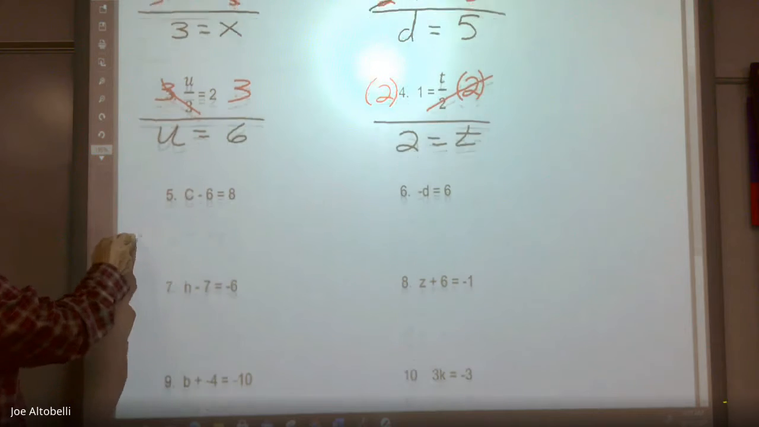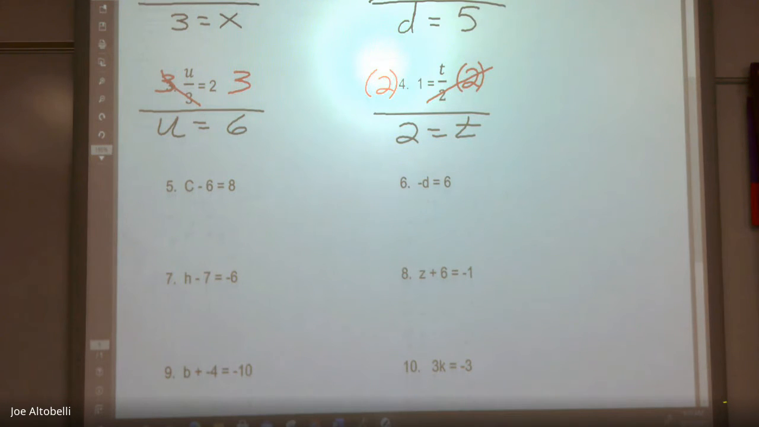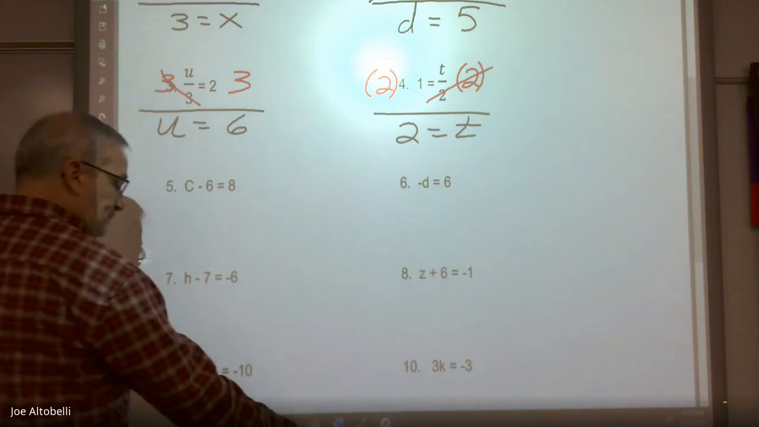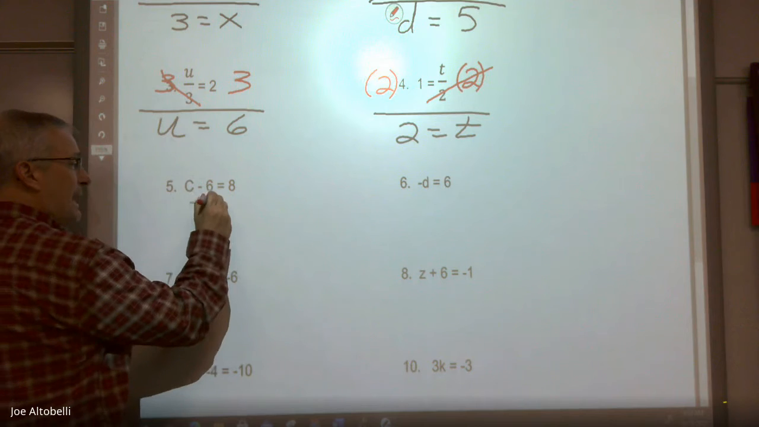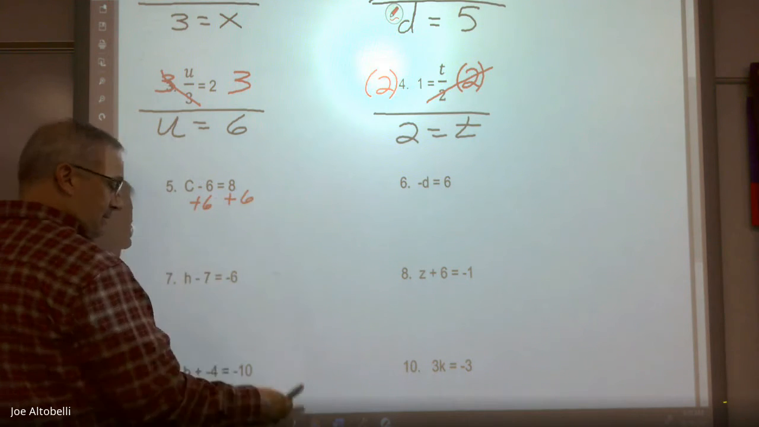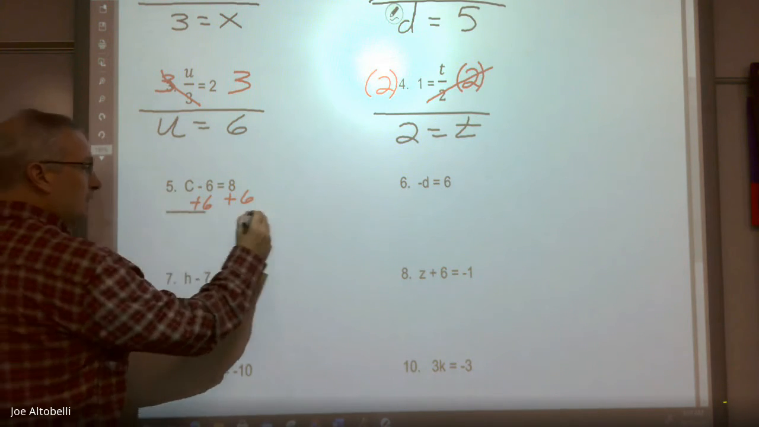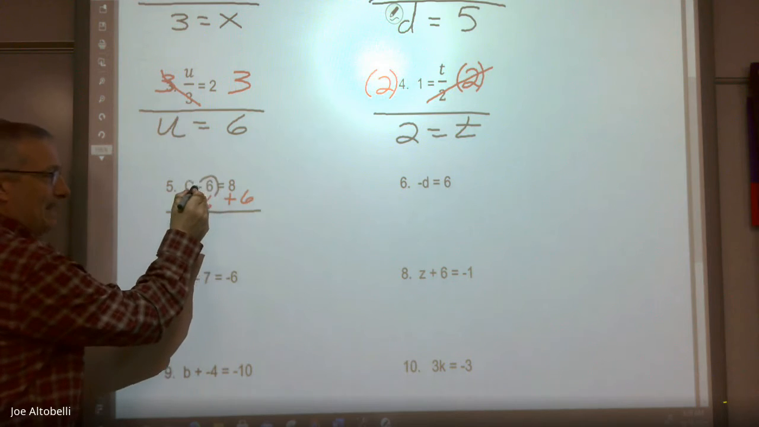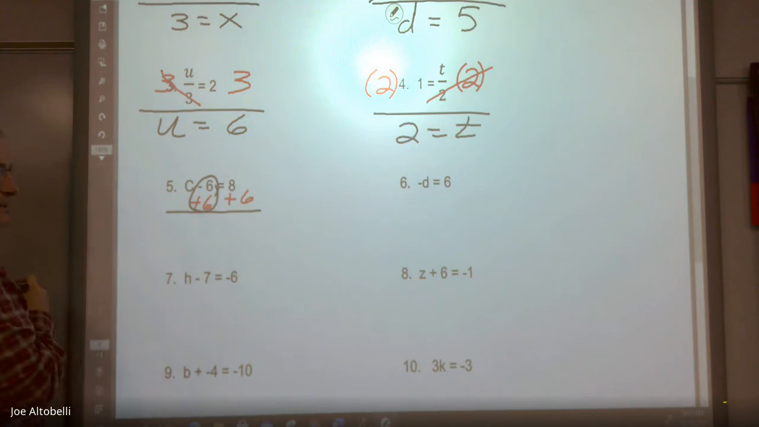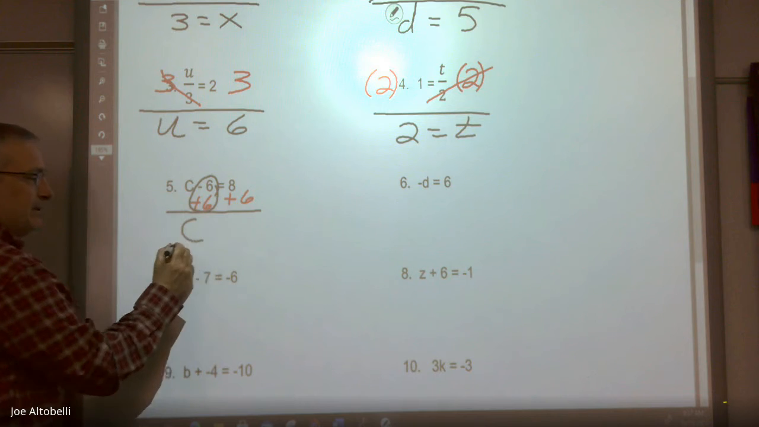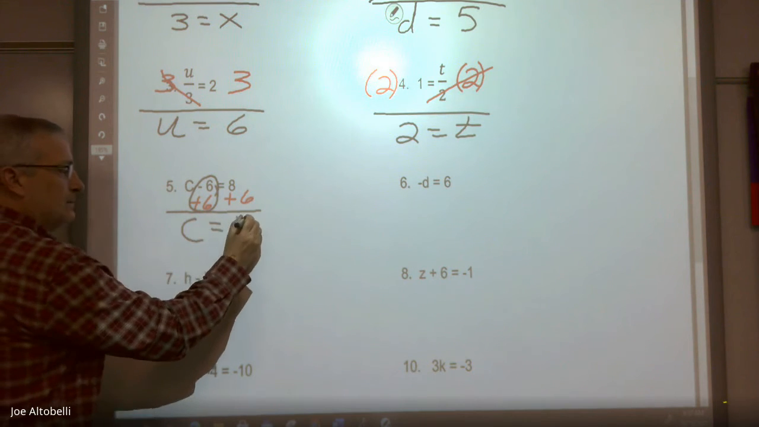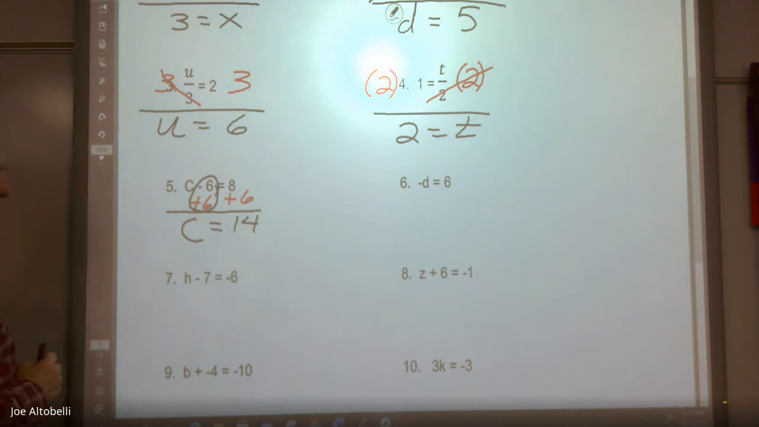All right. Number 5, are we going to multiply or add? Add. What are we going to add? 6. So we're going to add 6. Add 6. Remember, over here, when we add, it zeroes out. So that's going to zero out, leaving me with C equals 14.